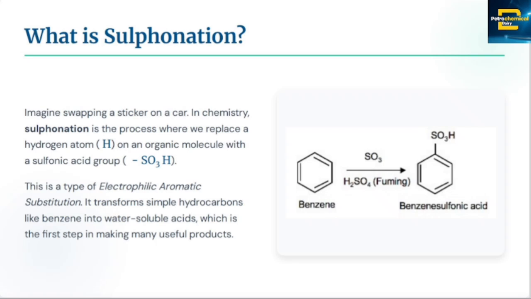That means they are the one that replaces the hydrogen that is in this benzene. Since they are the one that attacks this benzene, or replaces the hydrogen atom that is here, that makes them an electrophile. Now the electrophilic aromatic substitution transforms simple hydrocarbons like benzene into a water soluble acid, which is our benzene sulfonic acid. Also, this is the first step in making many useful products.